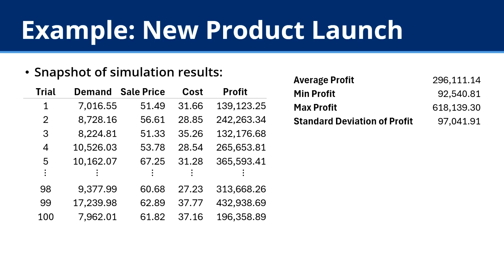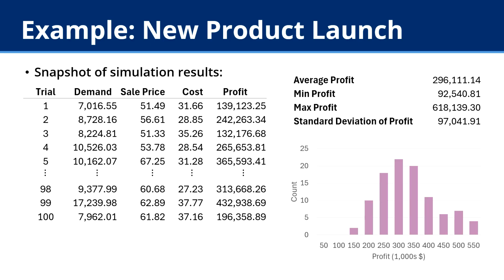So this gives us a distribution of what the profit would look like if you were to simulate this. The histogram in the lower right corner is the distribution of the profits of the 100 trials. So roughly speaking, we expect to make about $300,000 off of this product launch. But again, it could vary, depending on some of these factors that we can't control directly: the demand, sales price, and cost. So it could range from just under 100,000 to as high as 618,000. And you can tell what that distribution of profit looks like based on the histogram.